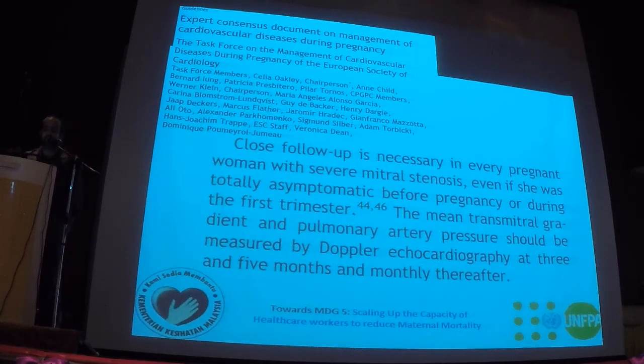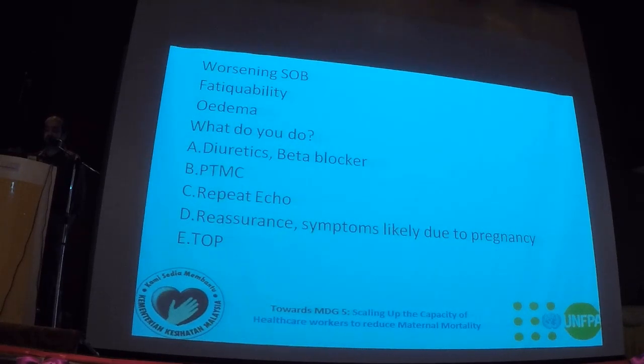So we just go through the expert consensus on management of cardiovascular diseases during pregnancy. Close follow-up is necessary in every pregnant woman with severe MS, even if she was totally asymptomatic before pregnancy or during first trimester. The mean transmitral gradient and pulmonary artery pressure should be measured by Doppler echocardiography at 3 months and 5 months. So we actually monitor the patient first. 1 centimeter is actually borderline between severe and moderate.